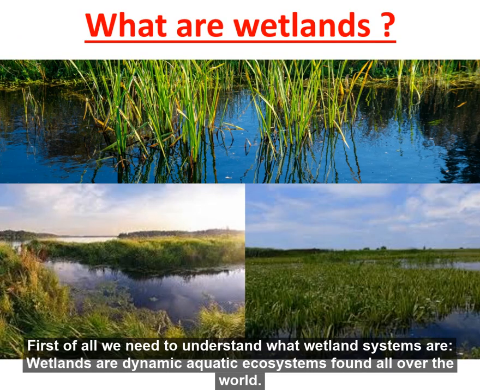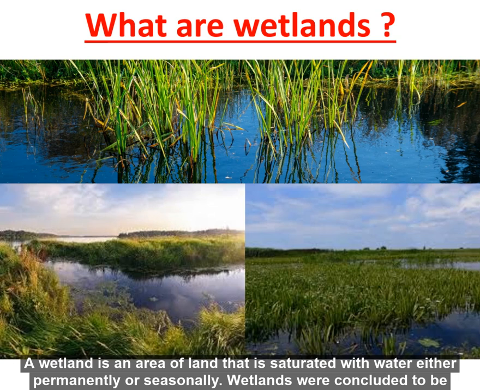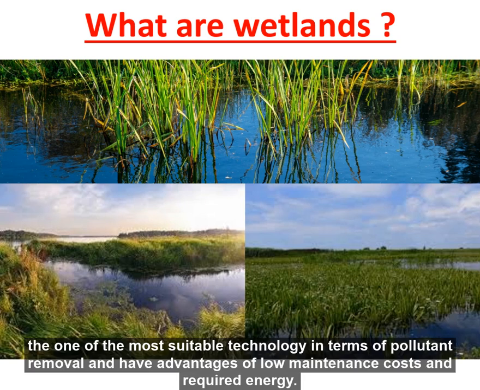First of all, we need to understand what wetland systems are. Wetlands are dynamic aquatic ecosystems found all over the world. A wetland is an area of land that is saturated with water either permanently or seasonally. Wetlands were concluded to be one of the most suitable technologies in terms of pollutant removal and have advantages of low maintenance costs and required energy.